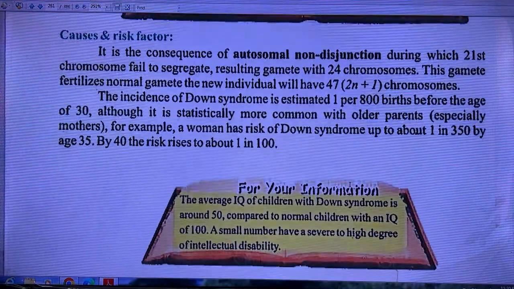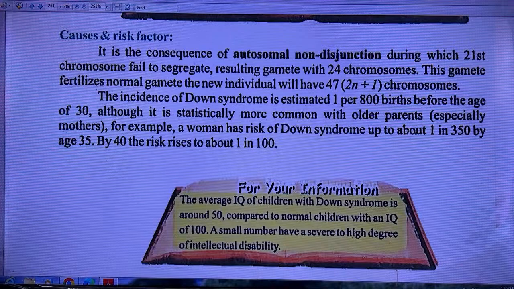Causes and risk factors: it is the consequence of autosomal non-disjunction, during which the 21st chromosome failed to segregate, resulting in a gamete with 24 chromosomes. This gamete then fertilizes a normal gamete. The new individual will have 47, 2n plus 1, chromosomes.